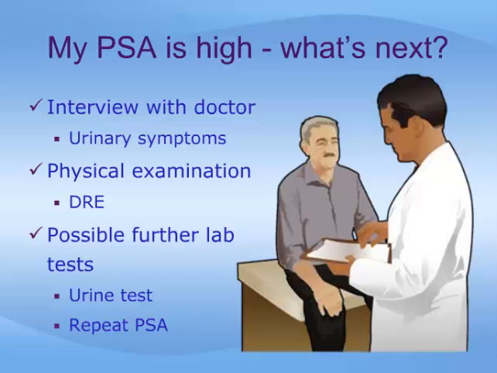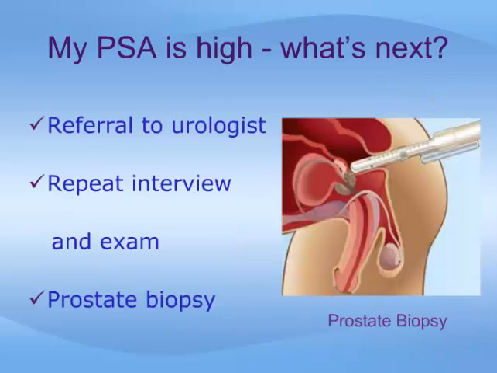If your PSA has been tested and has come back elevated, you will likely meet with your doctor first to discuss it. If not done already, you'll be asked about urinary and other symptoms to rule out obvious causes of the rise, and a rectal examination of the prostate will be performed. Often, a urine test is done to rule out infection or the presence of blood in the urine, and the PSA may be repeated to confirm the result. At some point, you will likely be referred to a urologist, who is a surgeon specializing in the genitourinary tract. The interview and exam will be repeated, and if felt necessary, a biopsy of the prostate may be requested. Prostate biopsy is discussed in detail in a separate module.